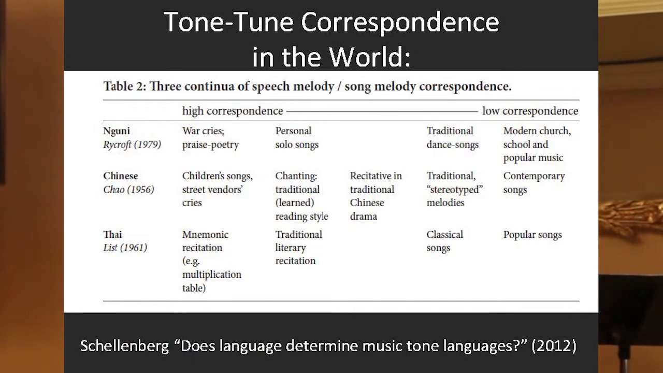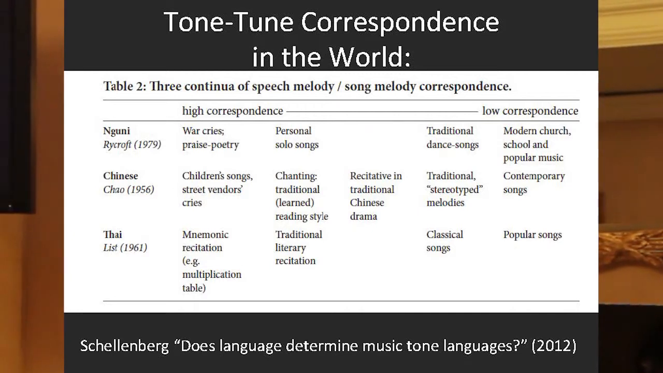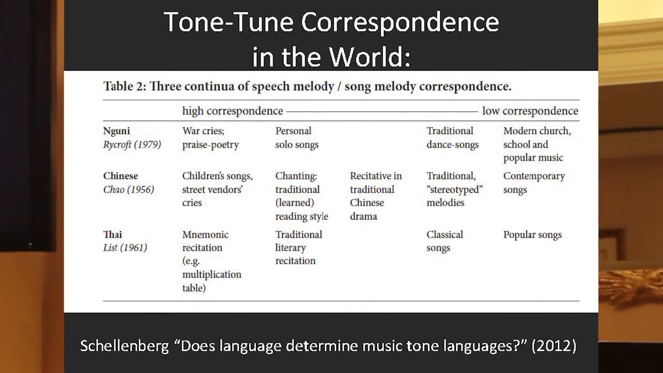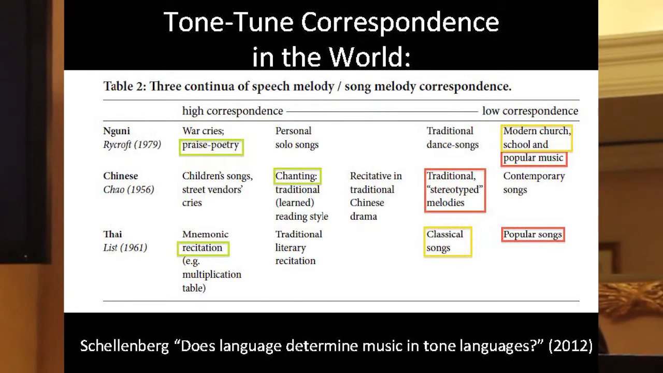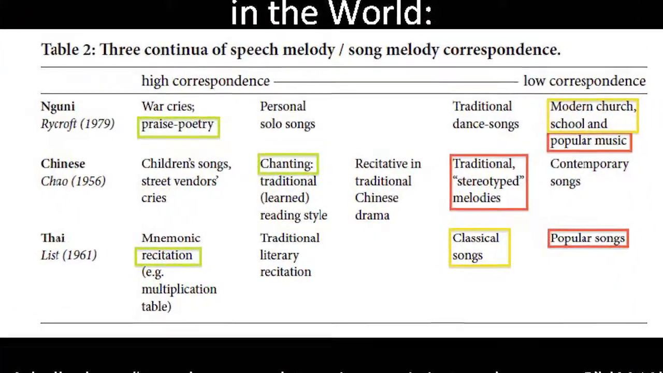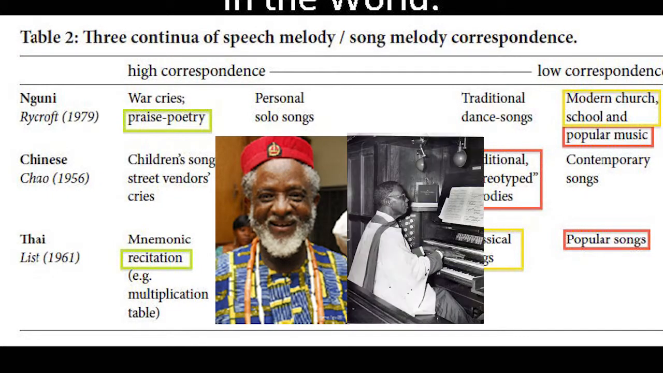In 2012, Murray Schellenberg, a linguist, published an article, Does Language Determine Music in Tone Languages? And he found that traditional music has high correspondence between tone and tune, and contemporary music has low correspondence. That was a meta-study based on qualitative data that can't necessarily be compared. Based on my more quantitative analysis of Nigerian music, I found that yes, praise poetry, chanting, and recitation have high correspondence, and contemporary popular music has low correspondence. However, composers like Ekwueme and Phillips write art music, and church music has high correspondence.